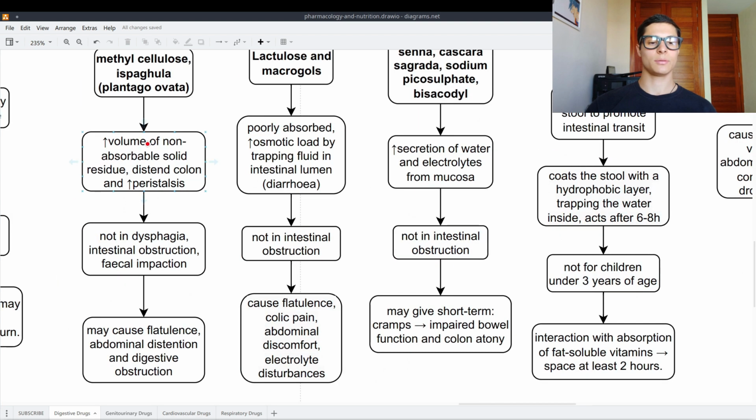They will increase the volume of non-absorbable solid residue, distend the colon, and increase the peristalsis. These are not used in dysphagia, intestinal obstruction, or fecal impaction. They may cause flatulence, abdominal distension, and digestive obstruction.